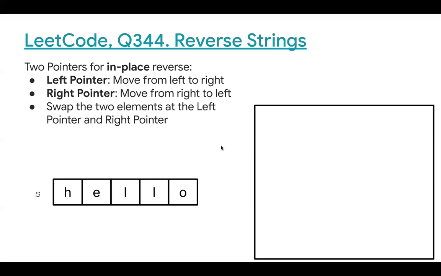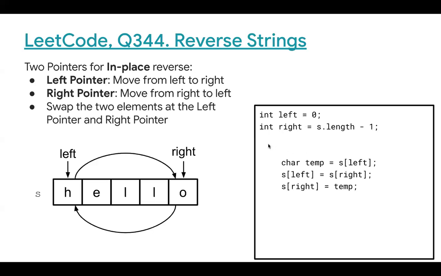And then we simply swap the 2 elements at the left pointer and the right pointer. So here is an example demo. At the very beginning, the left pointer points to the first element, and the right pointer points to the last element. So when we write code, we can define 2 variables, left and right. Left points to the first element, right points to the last element. Okay, and then we swap them.